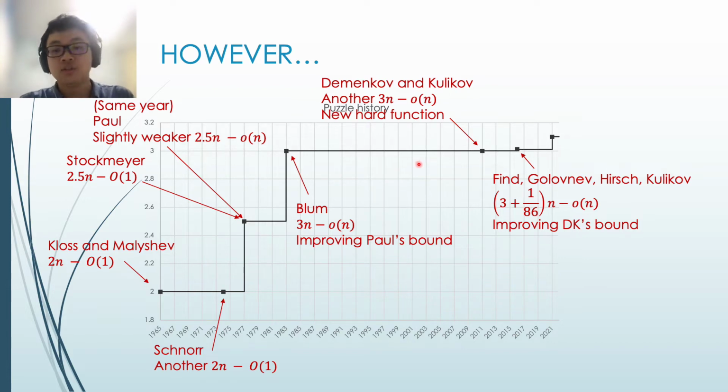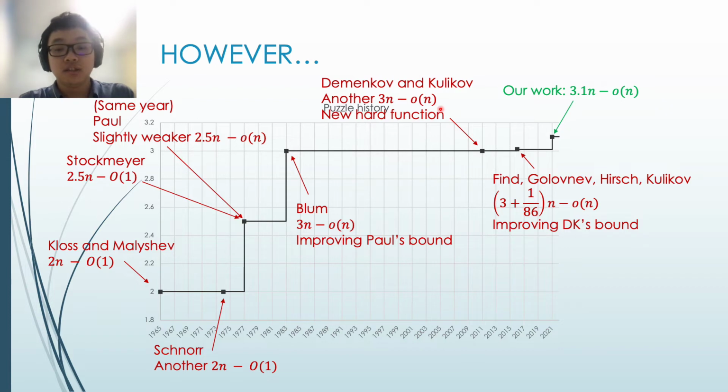What we do is to further improve upon this 3 plus 1/86 lower bound, and show that some function in P requires circuits of size 3.1n minus little n. It is worth mentioning that all the hard functions before already have linear size circuits, so you should not expect a superlinear lower bound using them.